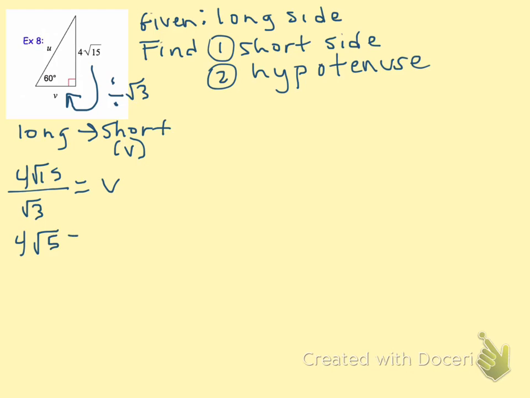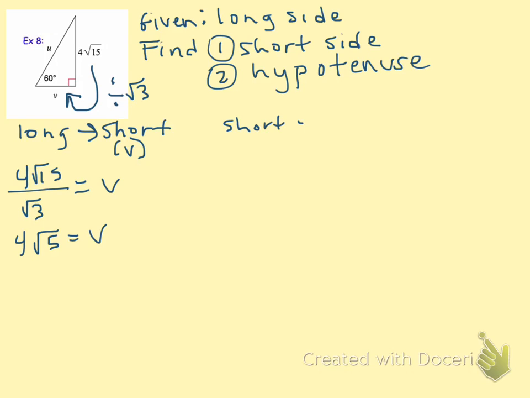That equals v. We simplify 4 radical 15 over radical 3. Radical 15 over radical 3 is the same thing as 15 divided by 3, which is 5, okay, but it stays inside the radical. So we can work with the insides of the radicals together, outsides of the radicals together. So we're left with 4 radical 5 equals v.